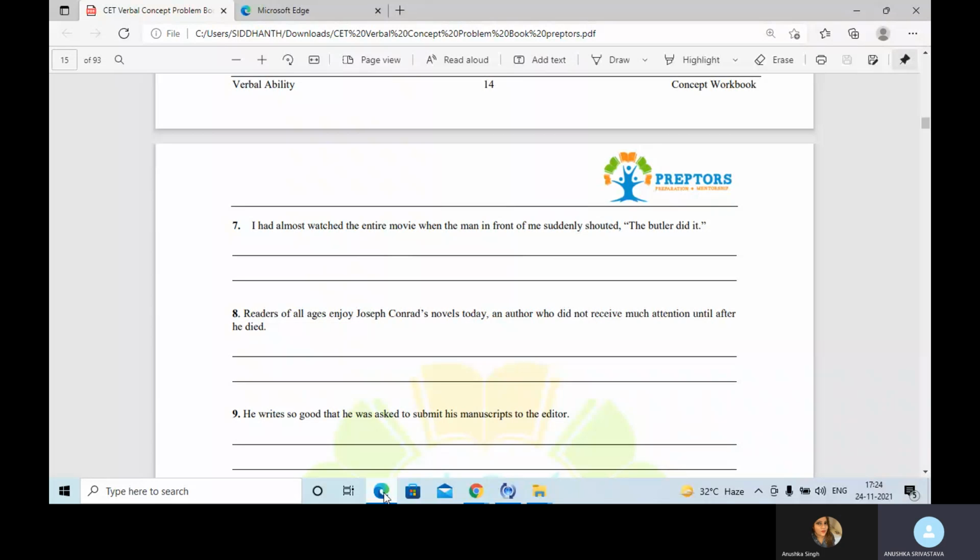So I will reconstruct it as: Today, readers of all ages enjoy the novels of Joseph Conrad, an author who did not receive much attention until after he died. So I've placed Joseph Conrad next to an author, describing who the author is.